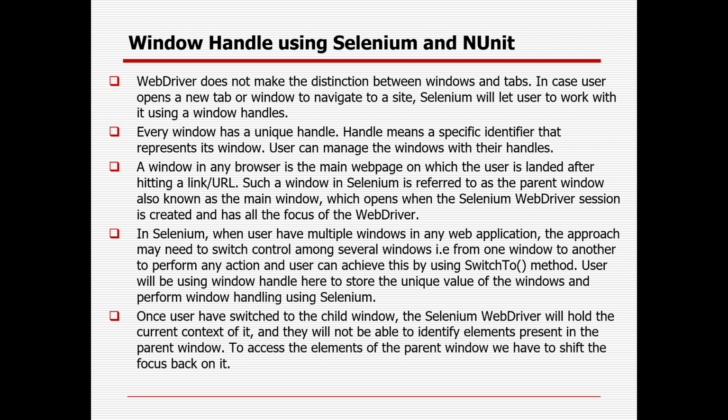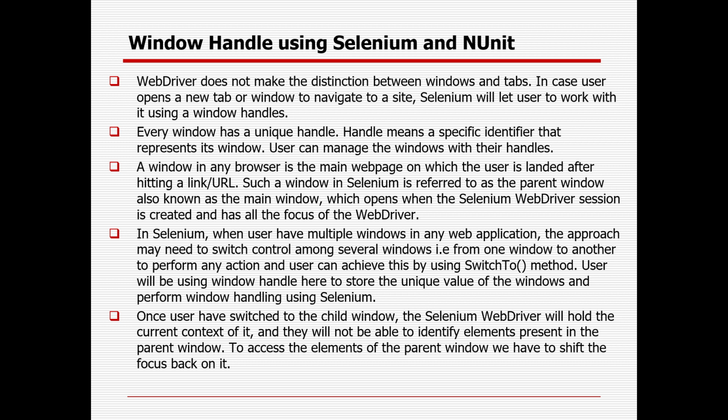A window in any browser is the main web page on which the user has landed after hitting a link or URL. Such a window in Selenium is referred to as the parent window, also known as the main window, which opens when the Selenium WebDriver session is created and has all the focus of the WebDriver. When the user has multiple windows in a web application, they may need to switch control from one window to another to perform any actions, and the user can achieve this by using the SwitchTo method. The user will be using the window handle to store the unique value of the windows and perform window handling with the help of Selenium WebDriver.